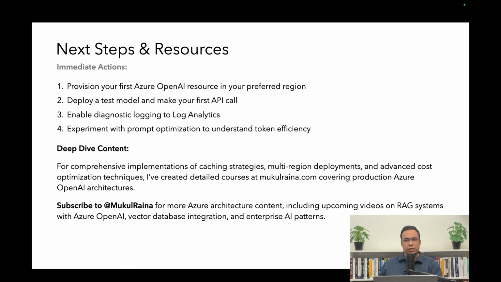The third action is to enable diagnostic logging to Log Analytics. Start collecting telemetry from day one so you have historical data for analysis. The fourth action is to experiment with prompt optimization to understand token efficiency. Try different ways of phrasing the same request and see how token counts change. This hands-on experimentation teaches you what works.